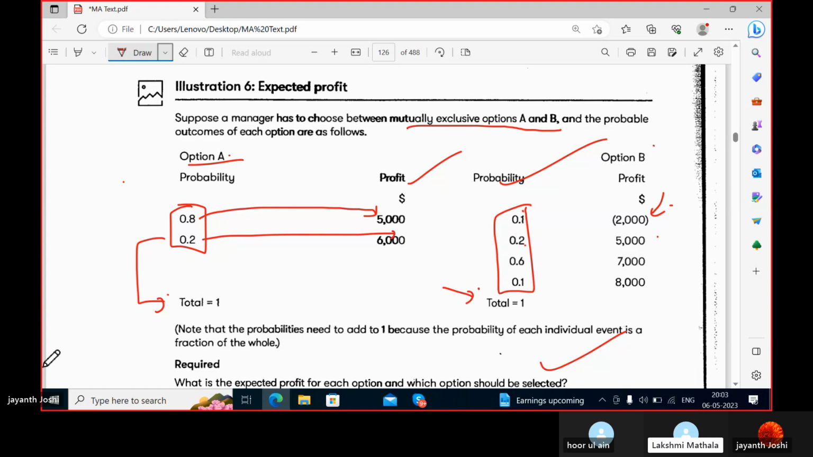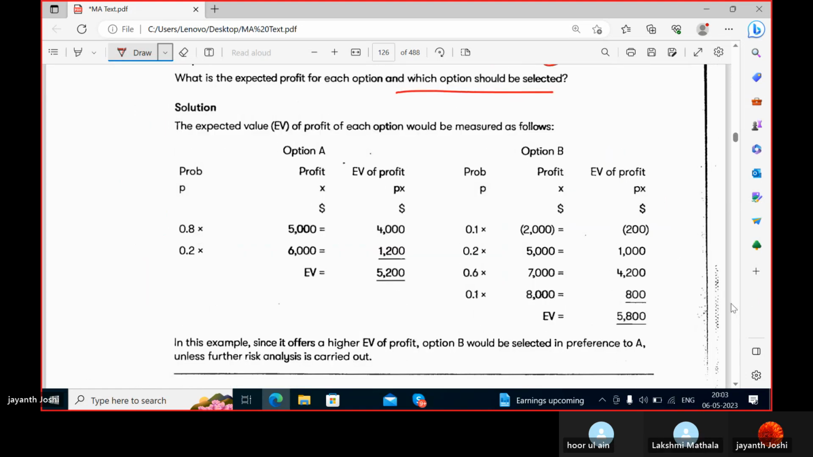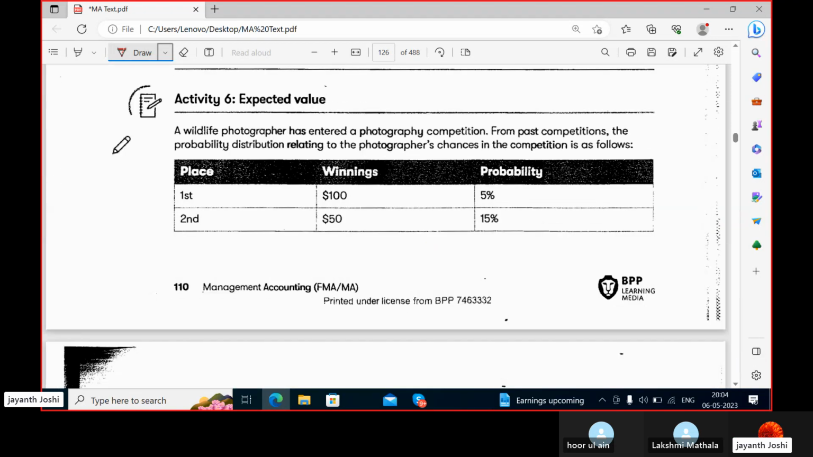Sir, the expected value of option B is greater, sir. Yeah, so here you have multiplied the probabilities with their profits, and you got the expected value 5,020 here, versus 5,000. So this is good. B would be selected in preference to A because it gives you a higher expected value. Come on, this activity is a homework for you.